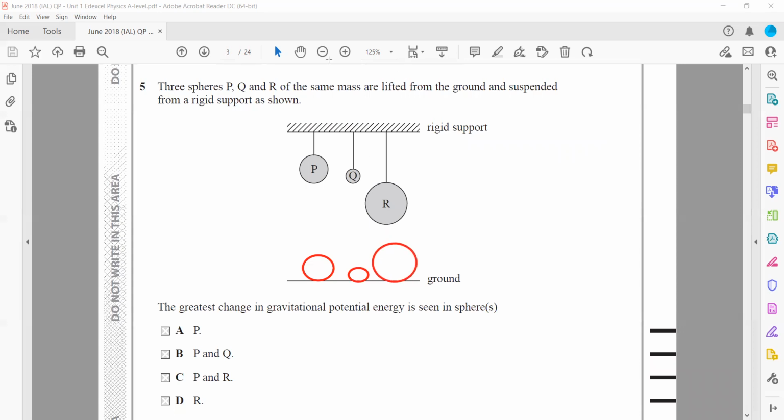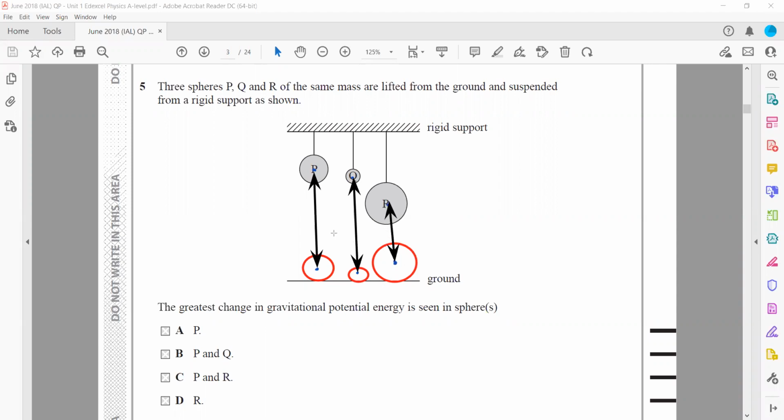Whenever we are calculating gravitational potential energy, we consider the distance moved by the center of mass. So the center of mass of P is here, for Q it is here, for R it is here. When we suspend them, this one is the distance moved by P, this one is the distance moved by Q, and this one is the distance moved by R.